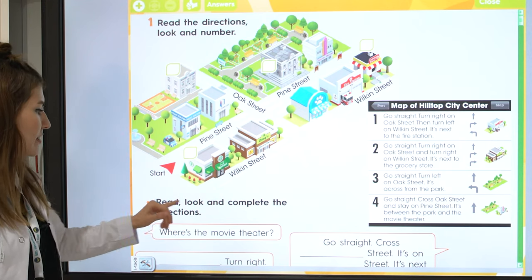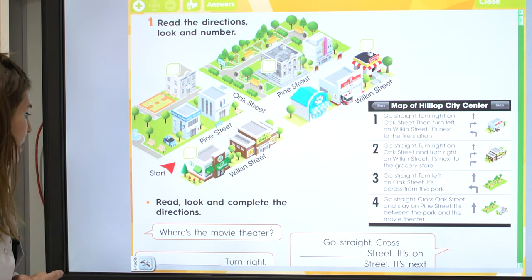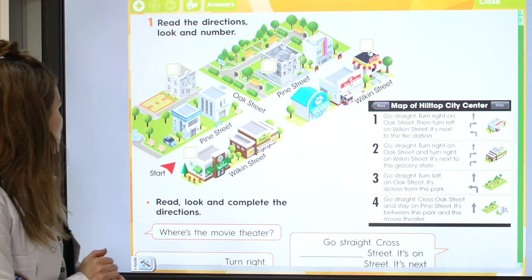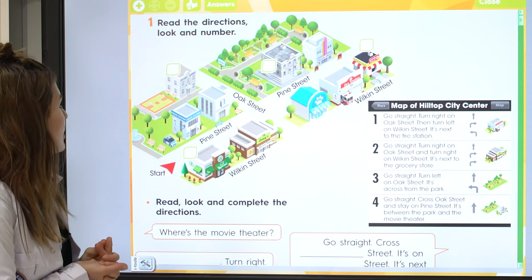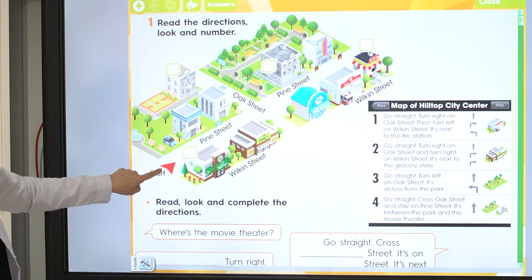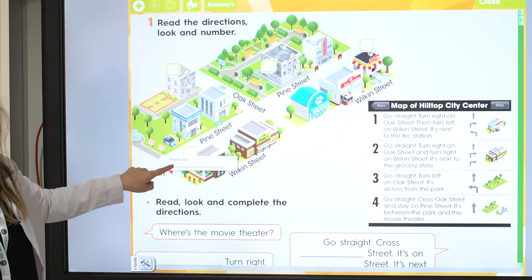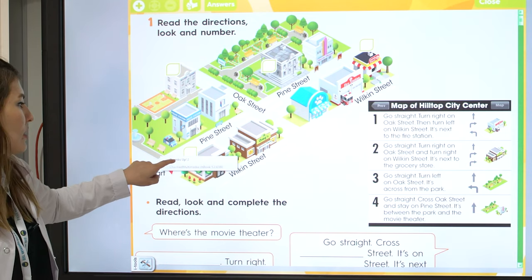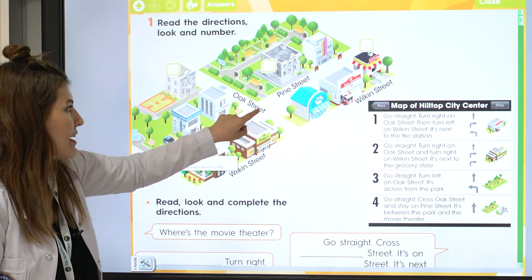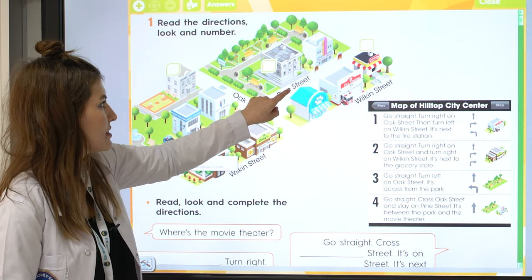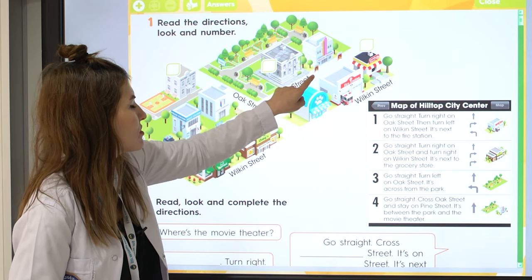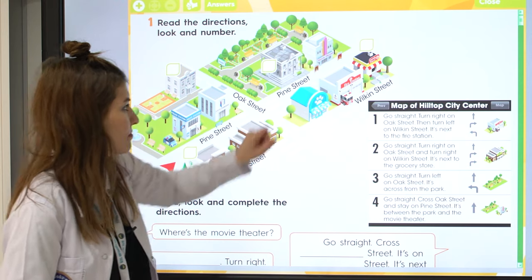Now, read, look and complete these directions. Where is the movie theater? Let's find the movie theater. The movie theater is here. Let's check. Start here. What can you say? Go straight. Go straight on Pine Street, and it is next to the art museum.